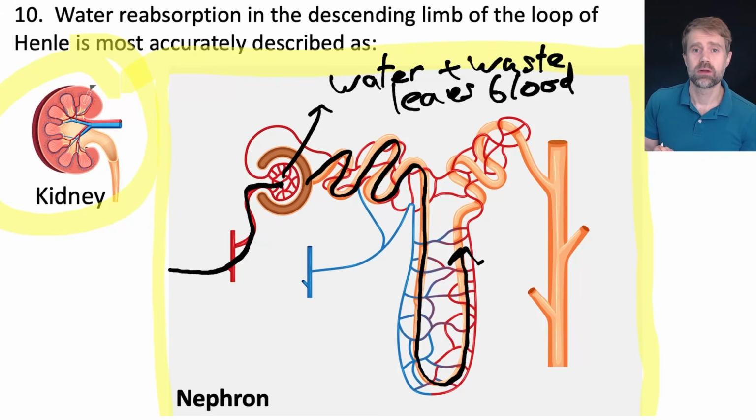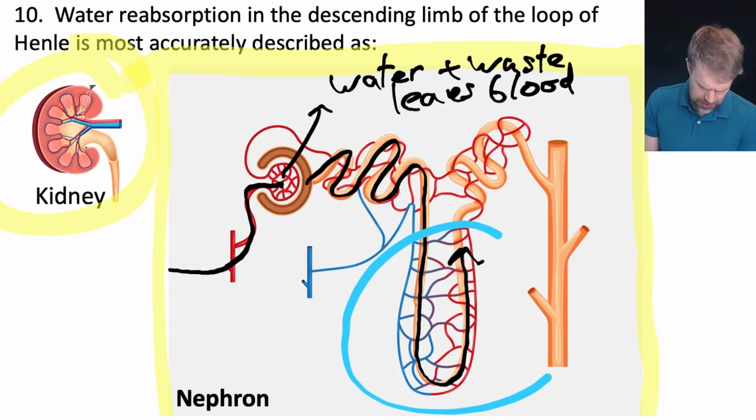But if we just peed out everything that's in the tubule, all the water from our body would just be urinated out. So that doesn't work. A lot of the water that came out of the blood with the waste in the glomerulus has got to get back into the blood. And that's what happens here, in this area, the loop of Henle. Water moves from the tubule back into the blood.